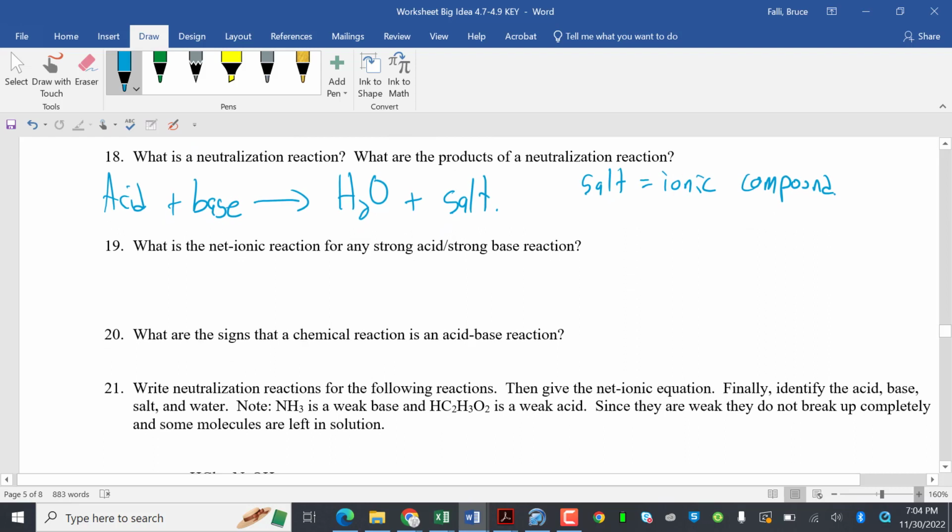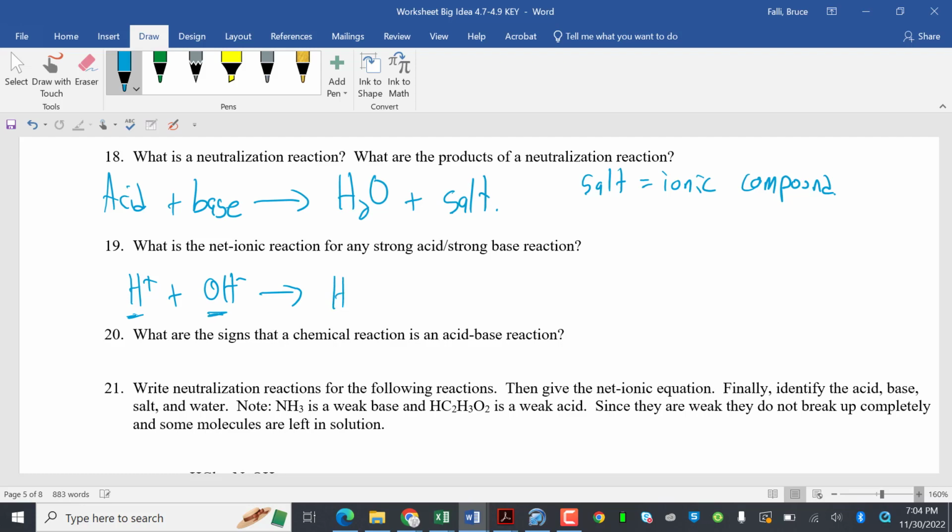What is a net ionic reaction for any strong acid-base reaction? H positive plus OH negative. Remember, this is the acid part. This is the base part. It makes H2O. And the reason why, I'll give you an example for it.